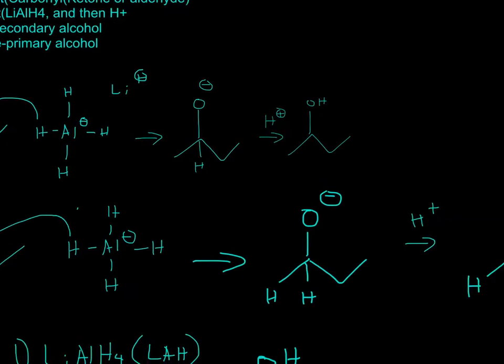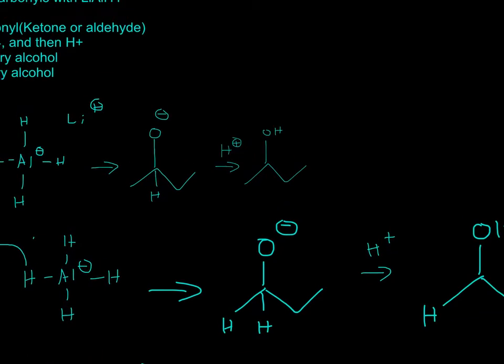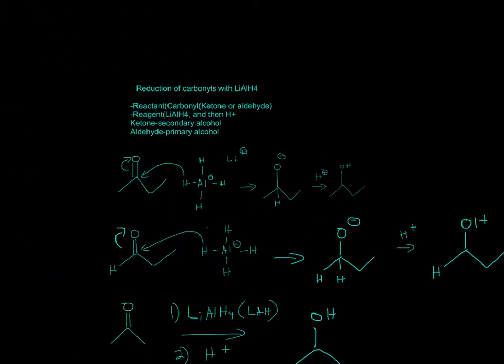Then what you do is the acid, right? The acid will come by and then protonate the negative charge on the oxygen, and so it'll become an alcohol. And since it's on a secondary carbon, it'll become a secondary alcohol.